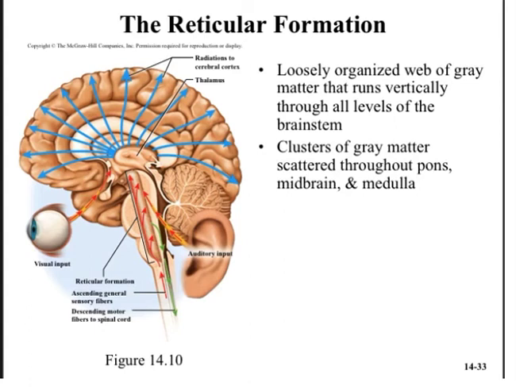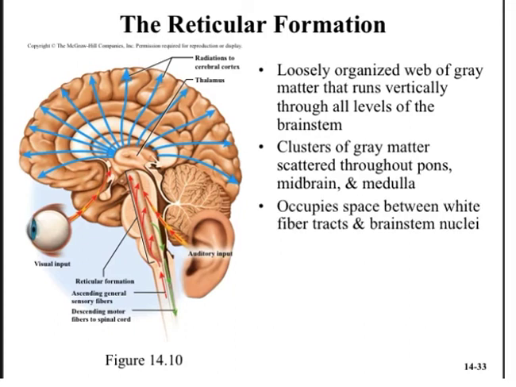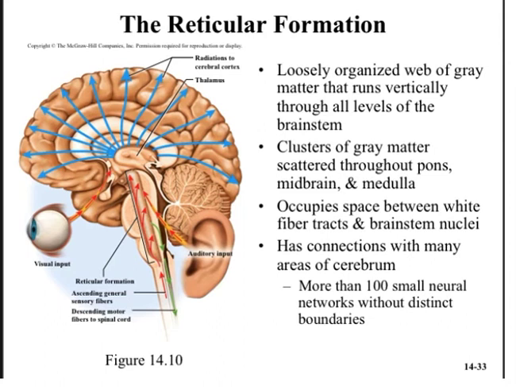What does it do? Well, we already noted the fact that it's located throughout the pons, midbrain, and the medulla. It occupies the space between the white fiber tracts and the brainstem nuclei and has many connections with areas of the cerebrum. There are more than 100 small neural networks without distinct boundaries that are found in the reticular formation.